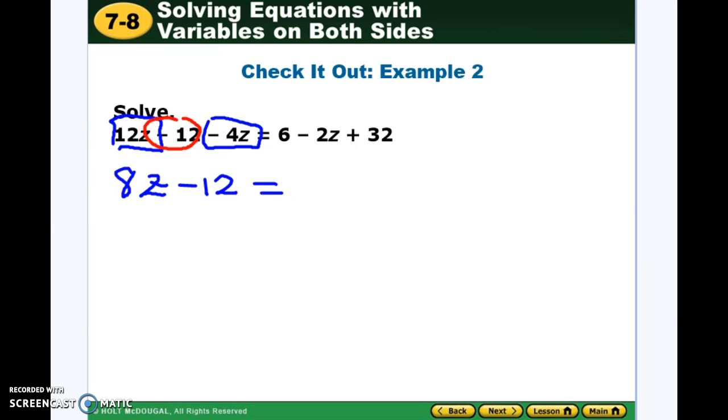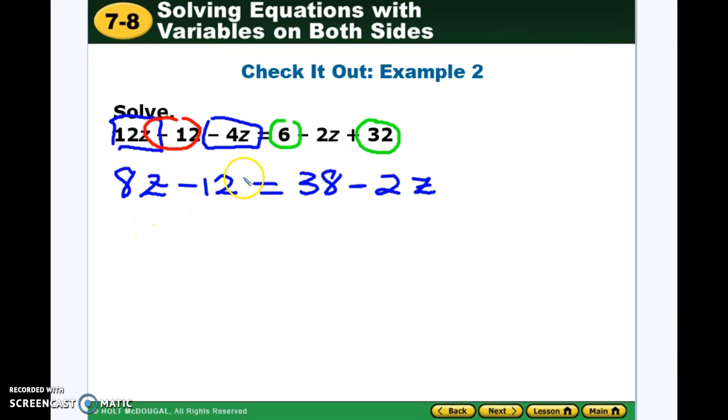Equal. And over here we have 6 and 32 that we can go ahead and put together. So 6 plus 32 gives us 38 minus 2z. Don't forget the negative sign.